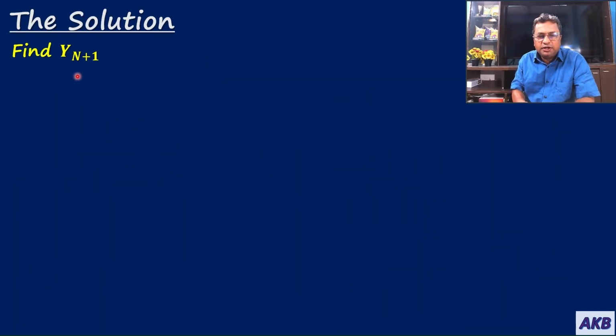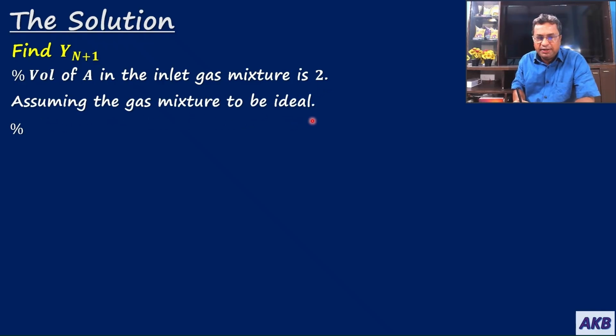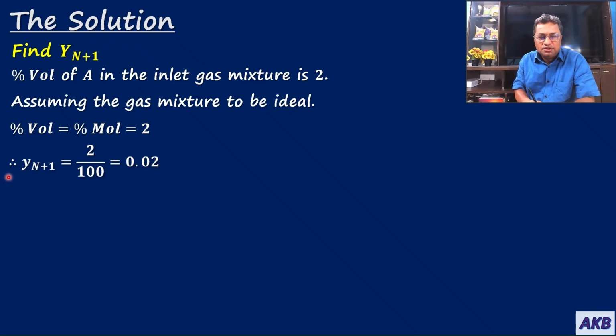First, let us find out capital Yn plus 1. So percentage volume of E in the inlet gas mixture, it is given to us, it is 2. We will assume the gas mixture to be ideal. So for ideal gas mixture, percentage volume is equal to percentage mole, and that is 2. And then percentage mole can be converted to mole fraction by dividing it with 100. So small yn plus 1 is 2 upon 100, that is 0.02.